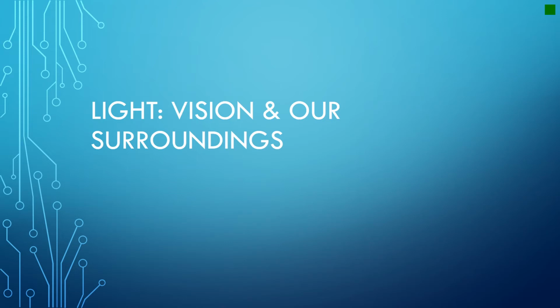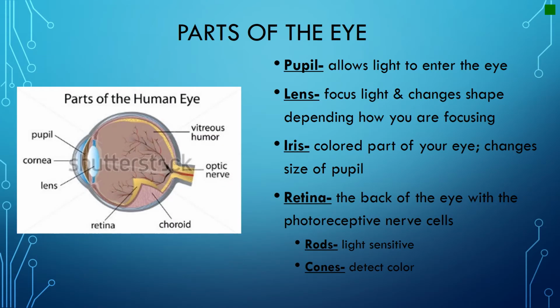Today's focus is going to be on light and how we see it. So the first part that we're going to focus on are the parts of the eye. There are four main parts that you're going to have to be able to identify. The first one is your pupil. The pupil is the black part of your eye that allows light to enter.